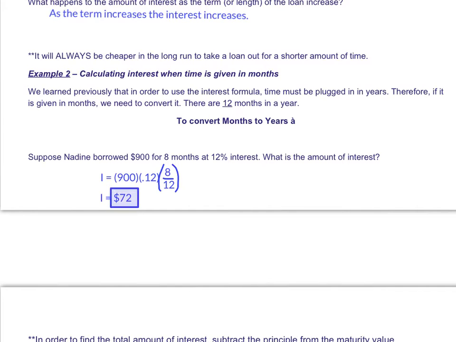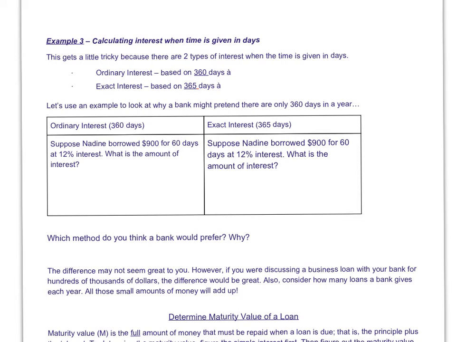So the interest for that amount of time would only be $72. So you see how if we have less time, the loan is taken out for less time, the interest will be lower. Okay, this next example, we're going to look at when interest is calculated in days.